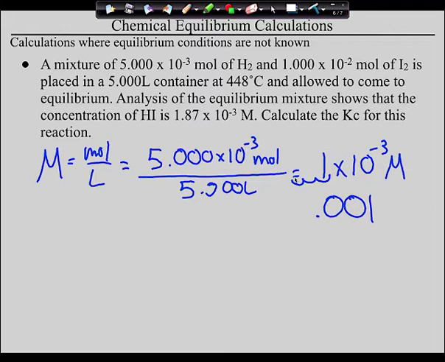So did I do that math right? I think I'm okay. All right. And then, guys, similarly for our other calculation, we would have 1 times 10 to the negative second divided by 5 liters.